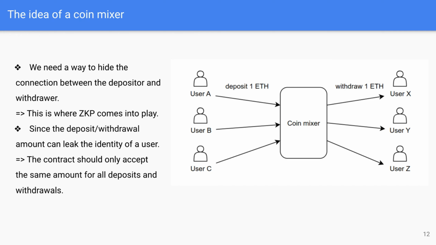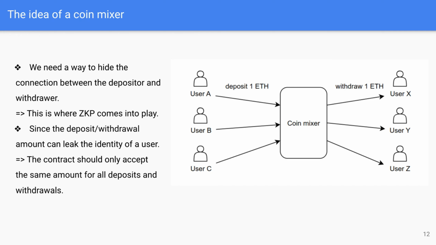However, we need a way to hide the connection between the depositor and the withdrawer. But how can you prove that you have deposited your coin into the contract without disclosing your account? This is where a zero-knowledge proof comes into play.